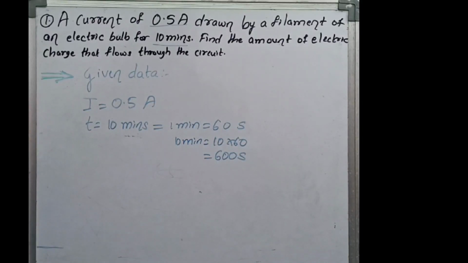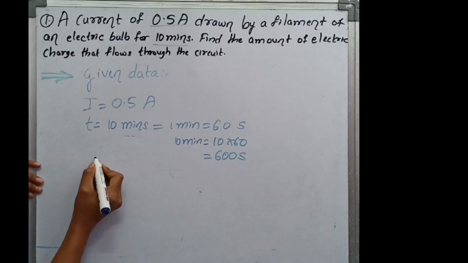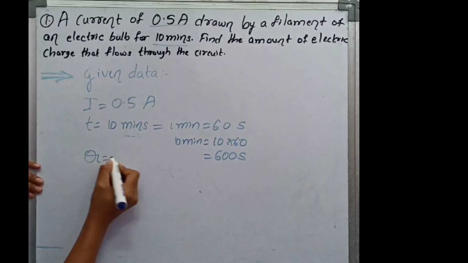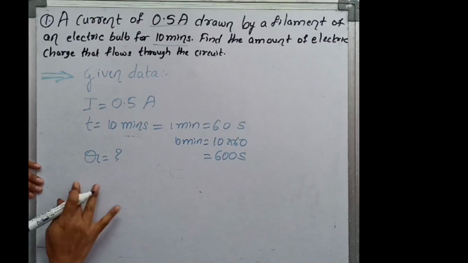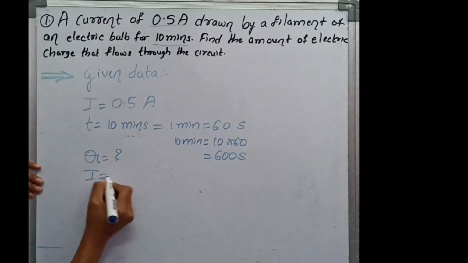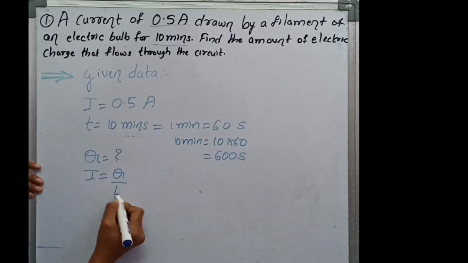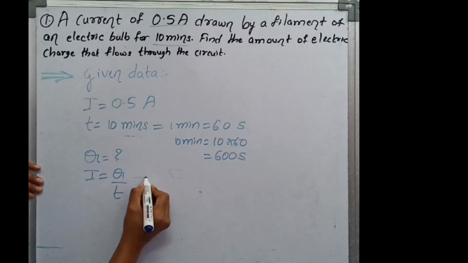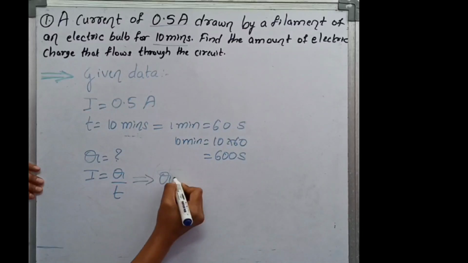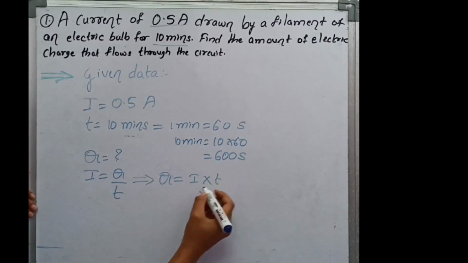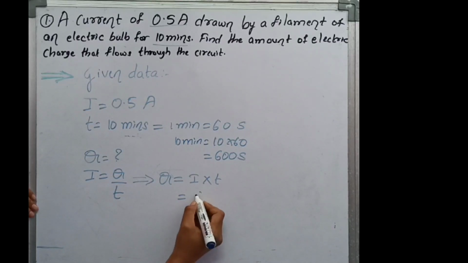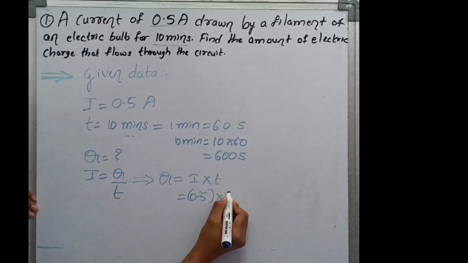Next, find the amount of electric charge that flows through the circuit. Electric charge is Q. Our basic formula is I equals Q divided by T. We are supposed to find Q, so Q equals I into T. Here I is 0.5, and T is 600.